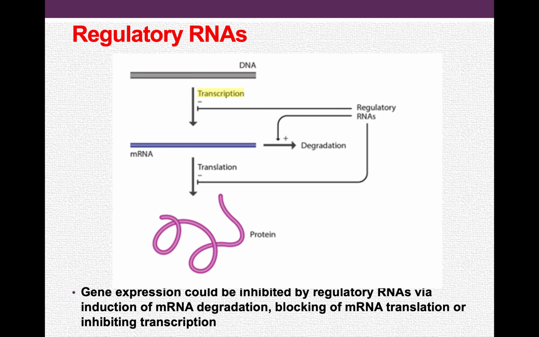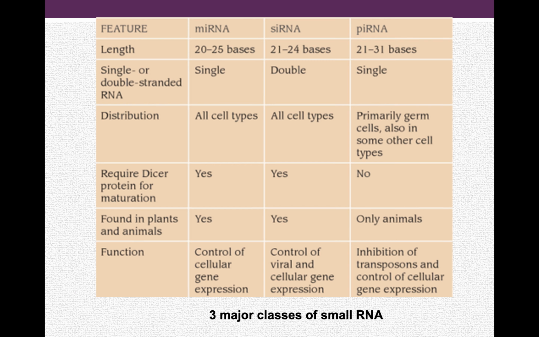So now what happens is that we know that gene expression could be inhibited by regulatory RNAs via induction of mRNA degradation, blocking of mRNA translation, or inhibiting the transcription. And this is done by the work of the three RNA molecules just now. So we'll see it in a while. But just a rough comparison of the three major classes of these small RNAs. So you can just read on about it in your notes.